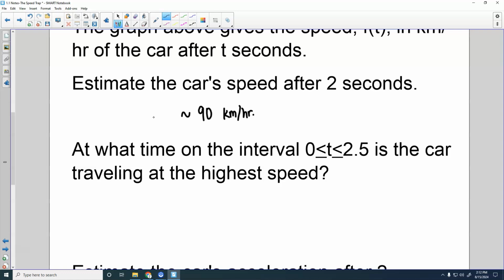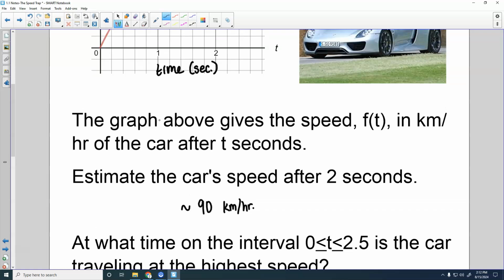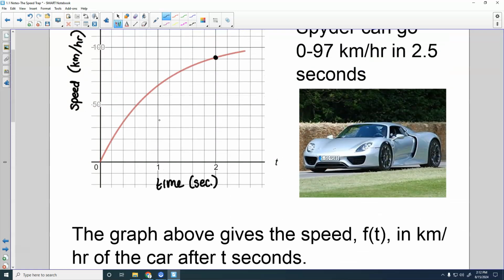At what time on the interval from 0 to 2.5 is the car traveling at the highest speed? So with your neighbor, see what they think. Whisper so everybody's not copying your answer. When do you think the car's going the fastest? Ask your neighbor.